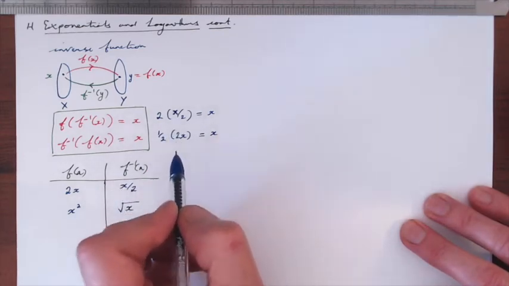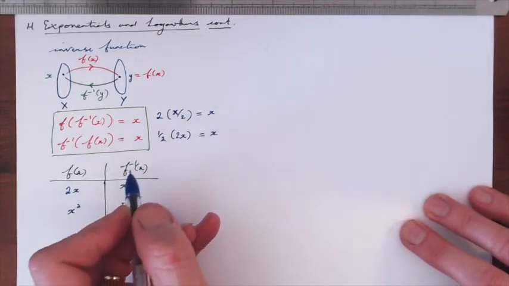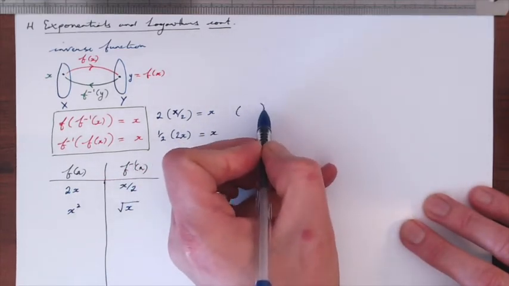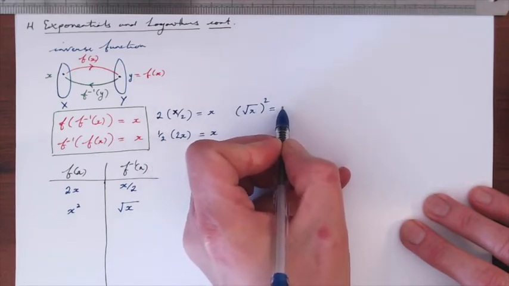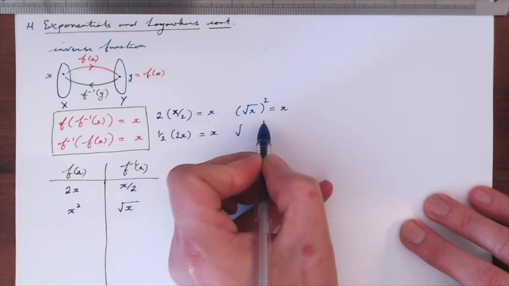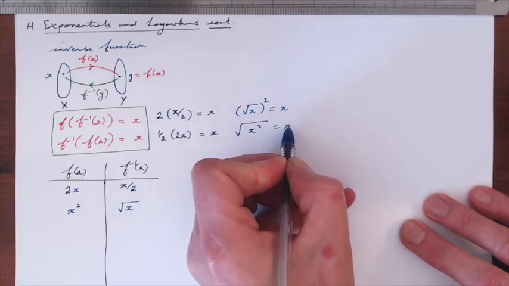And again, we can see here that applying the squaring function to the square root function just returns the original function, or alternatively applying the square root function to the squaring function returns the original variable.